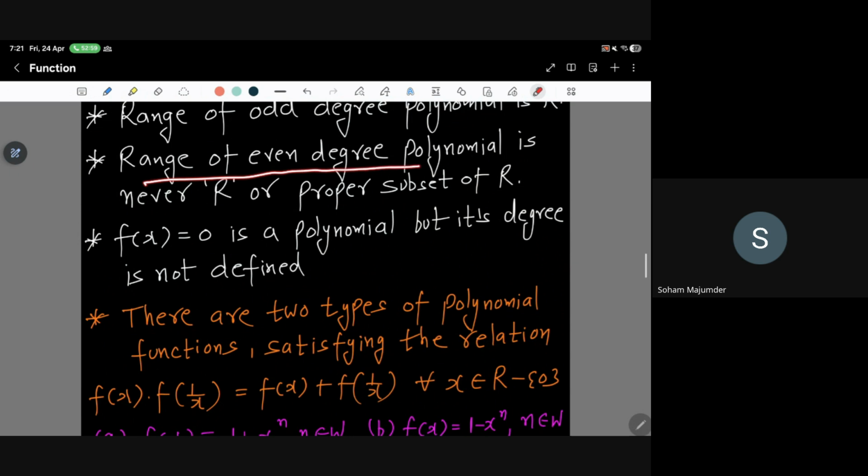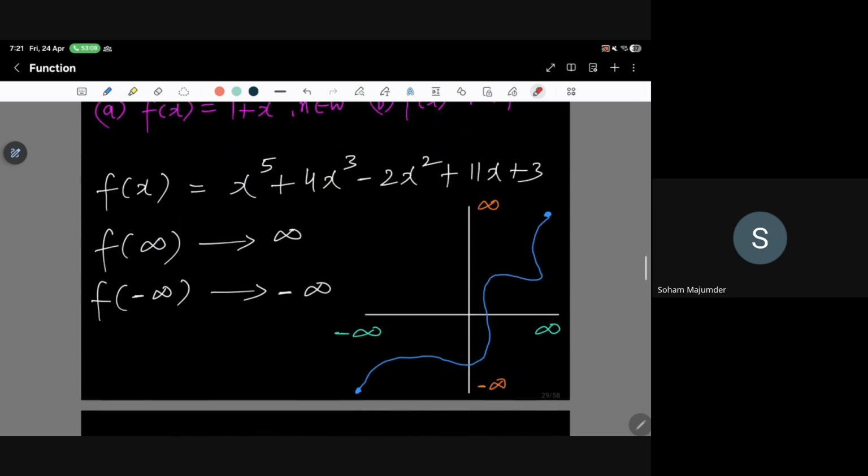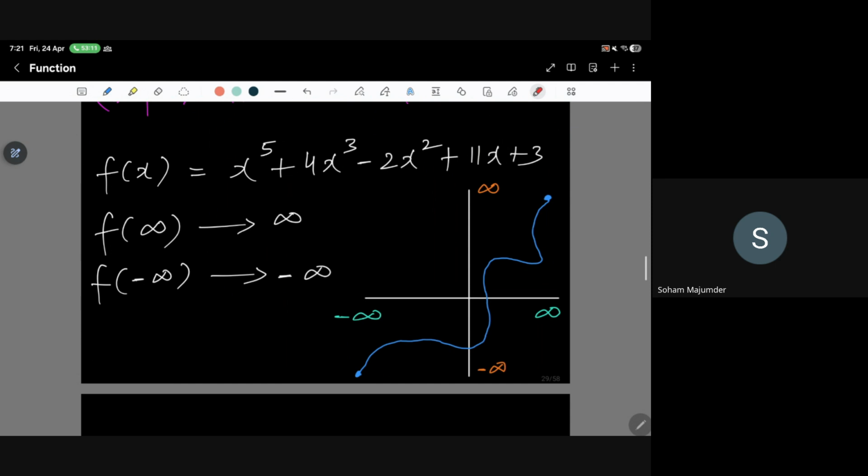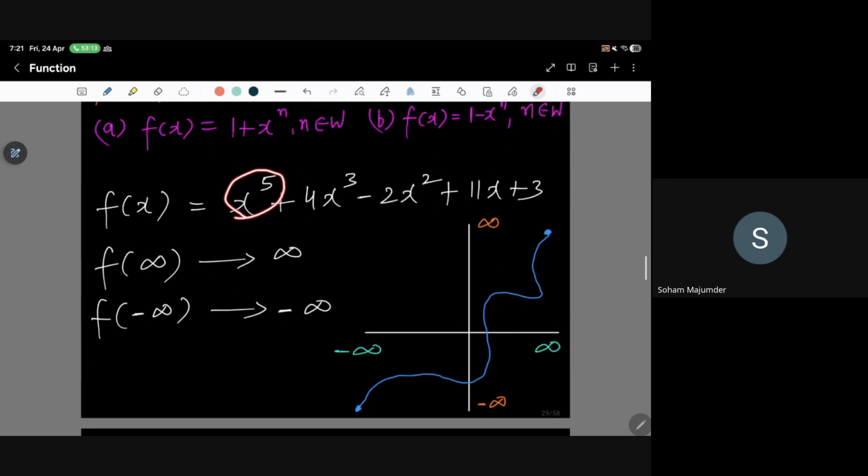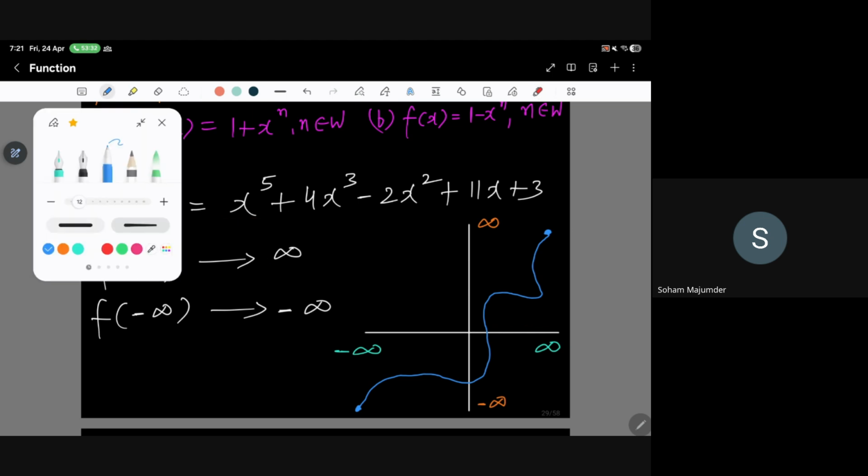Okay. The range of an even degree polynomial is never R, or you can say the range of an even degree polynomial is always a proper subset of all real numbers. So why is it so? Here everything depends upon the coefficient of the highest power. If I take, suppose, minus 2 here, then when you substitute infinity, this will go towards minus infinity, right? So your graph will go like this. It's not like whenever infinity is put, you will always get plus infinity. Everything depends upon the coefficient of the highest power.